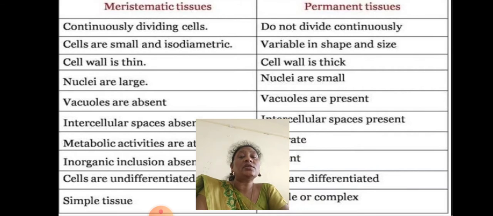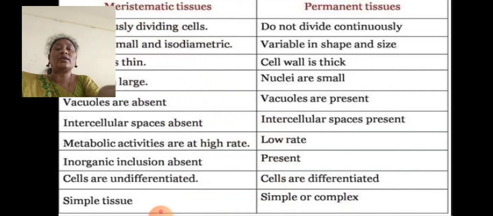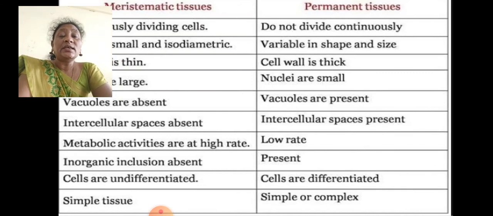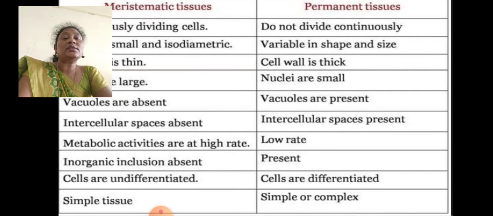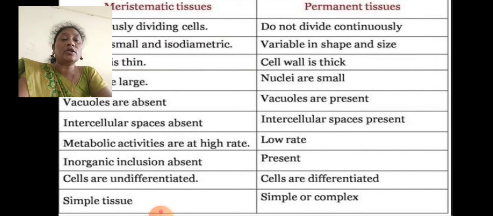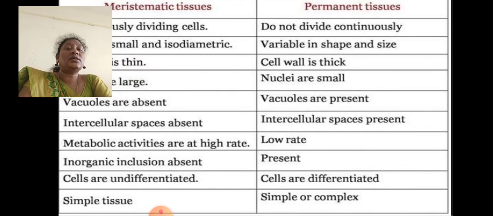Coming to meristematic tissue, vacuoles are absent, and in permanent tissue we can find vacuoles. In meristematic tissue, intercellular spaces are absent. In permanent tissue, intercellular spaces are present. Intercellular means the gap between cell to cell, we call it intercellular space. The metabolic activities are at a high rate in meristematic tissue, and low in permanent tissue. Inorganic inclusions are absent in the meristematic tissue. Cells are undifferentiated, and that means we cannot differentiate them.